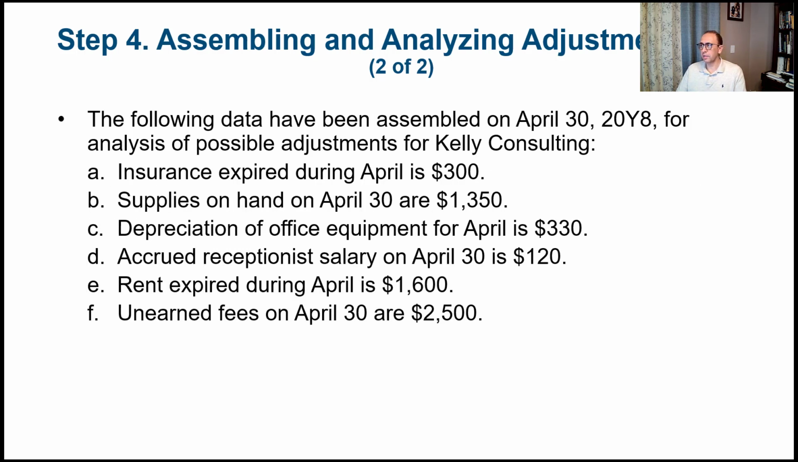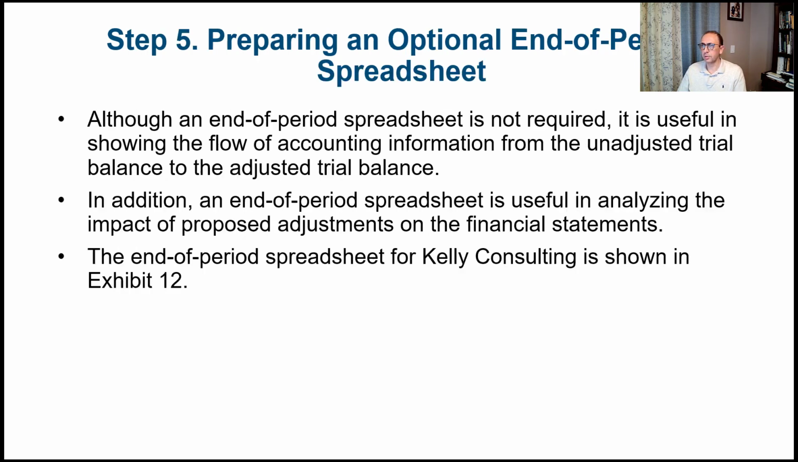So for Kelly on April 30th, they went through these kinds of adjustments. I'm not going to go into details, but just to give you an example, here we have insurance expired, supplies leftovers that can help us decide how much of the supplies were used, the amount of depreciation of office equipment, the accrued salaries for the receptionist, rent that expired or was used, and then the unearned fees at the end of the year, which is the amount of fees that we received in advance from our client, that can help us decide how much fees we actually earned.